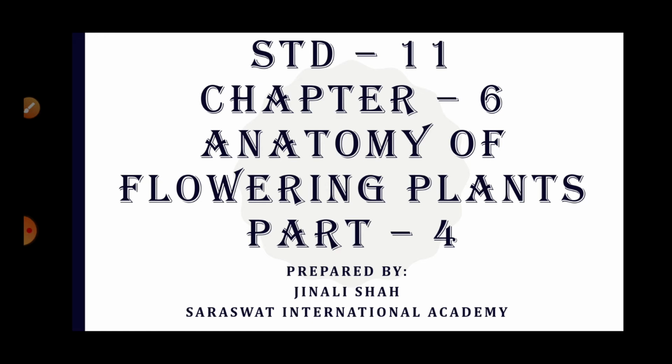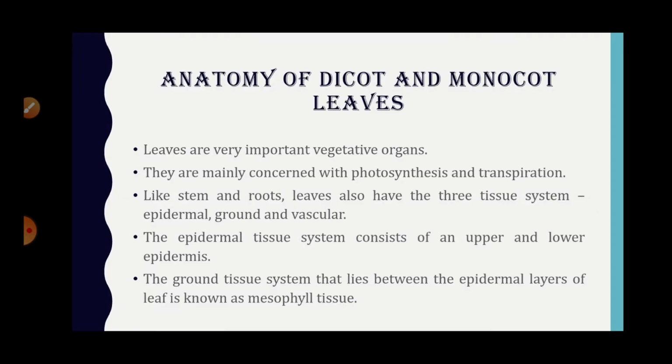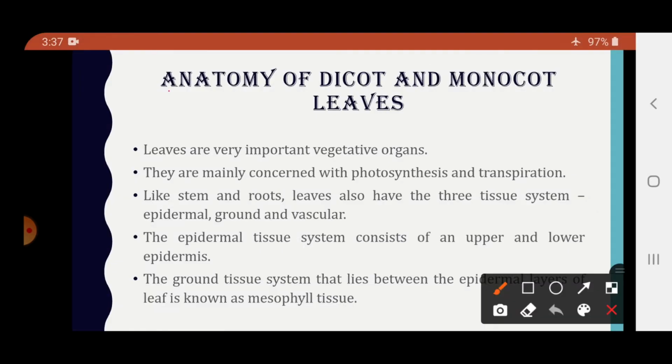Students, today we will begin with the next part of the chapter Anatomy of Flowering Plants. In the previous video we have studied the internal structure of dicot and monocot root. Also we have studied the internal structure of dicot and monocot stem. In today's video, we will be studying the internal structure of dicot and monocot leaf. So, let us begin the anatomy of the dicot and monocot leaves.